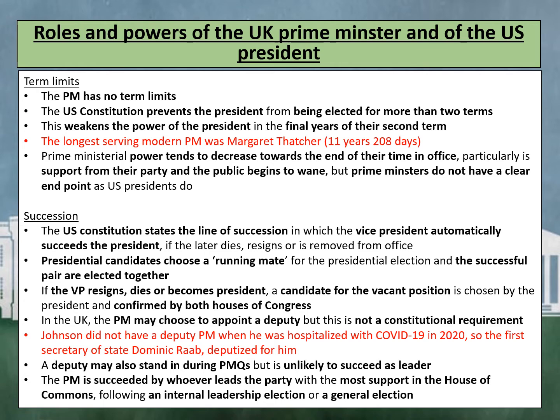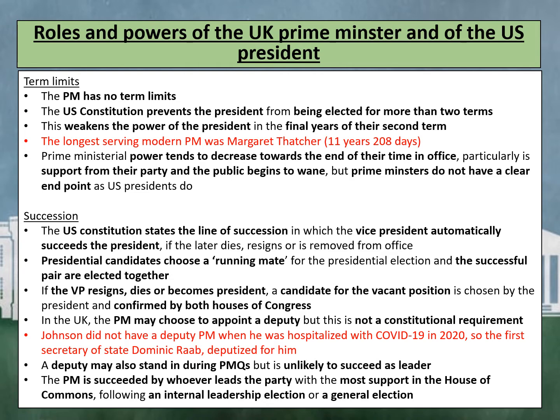Then we have succession. The US Constitution states a line of succession in which the Vice President automatically succeeds the President if the latter dies, resigns or is removed from office. Presidential candidates choose a running mate for presidential elections, and the successful pair are elected together. If the VP resigns, dies, or becomes president, a candidate for the vacant position is chosen by the President and is confirmed by both houses of Congress.